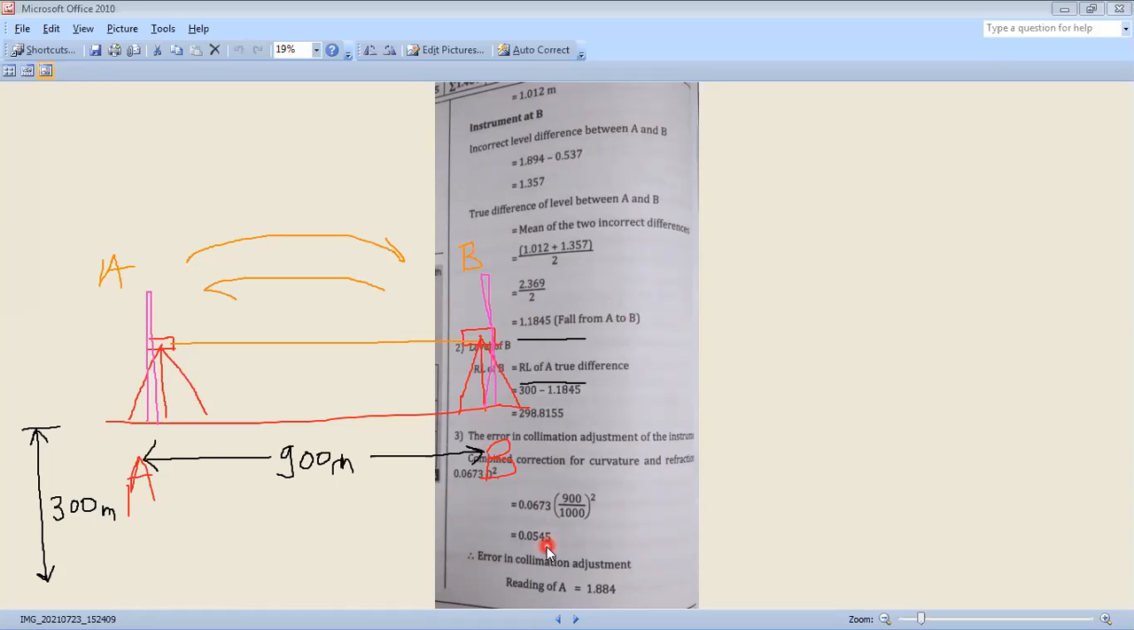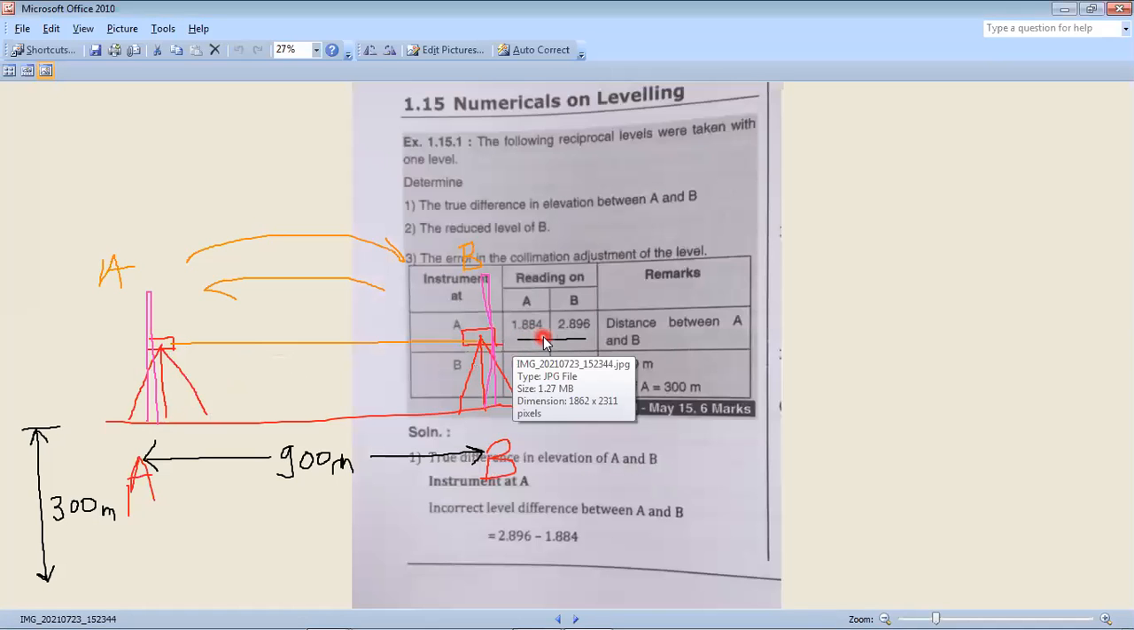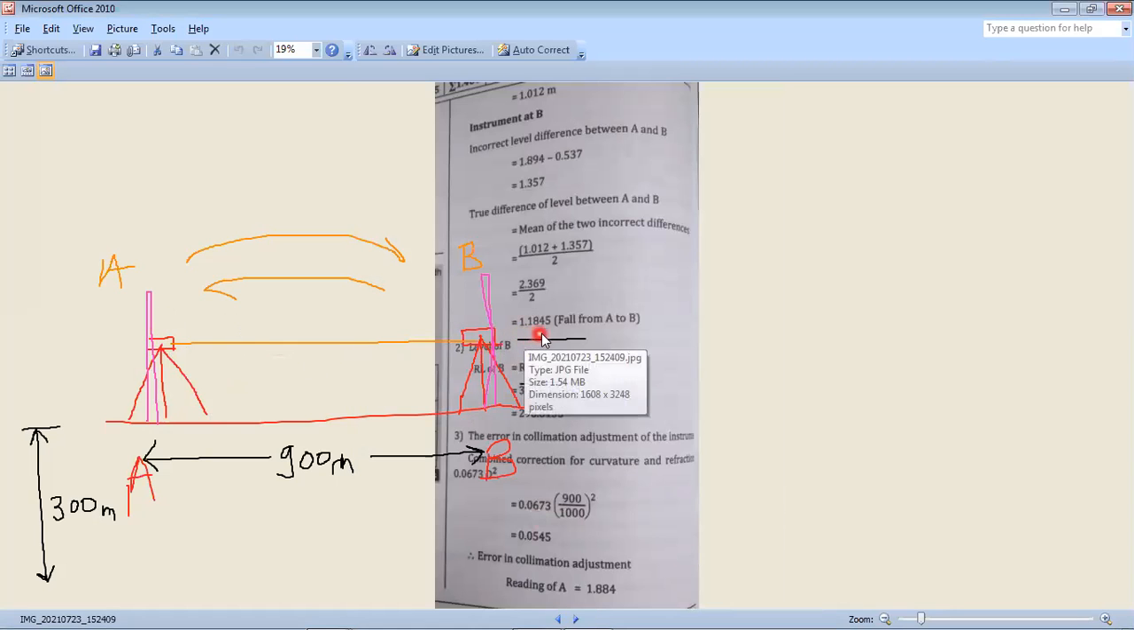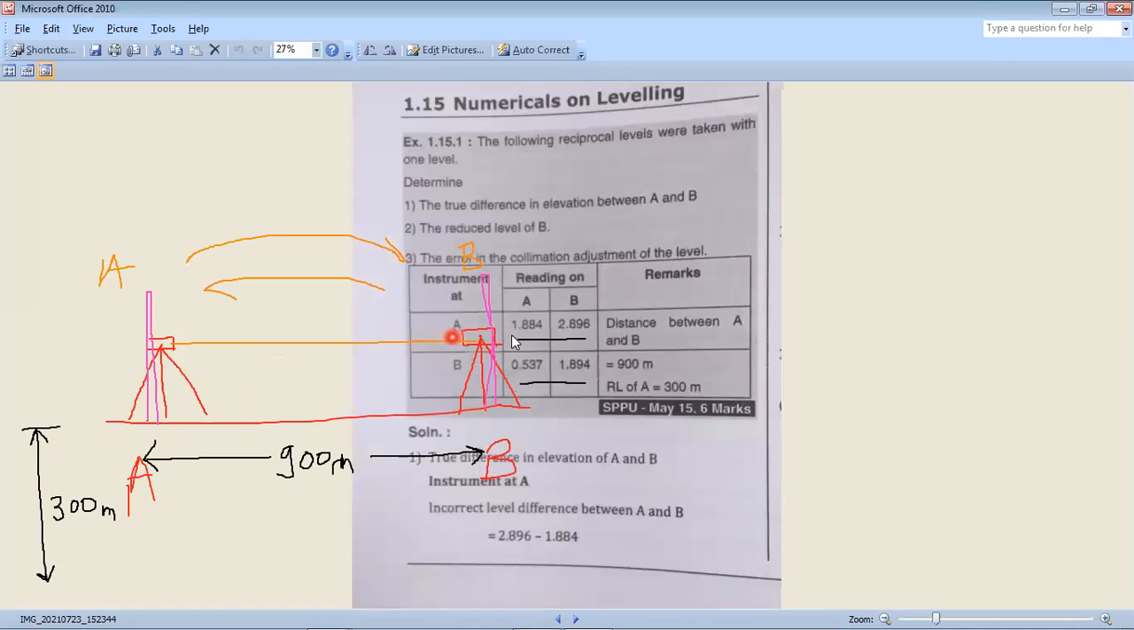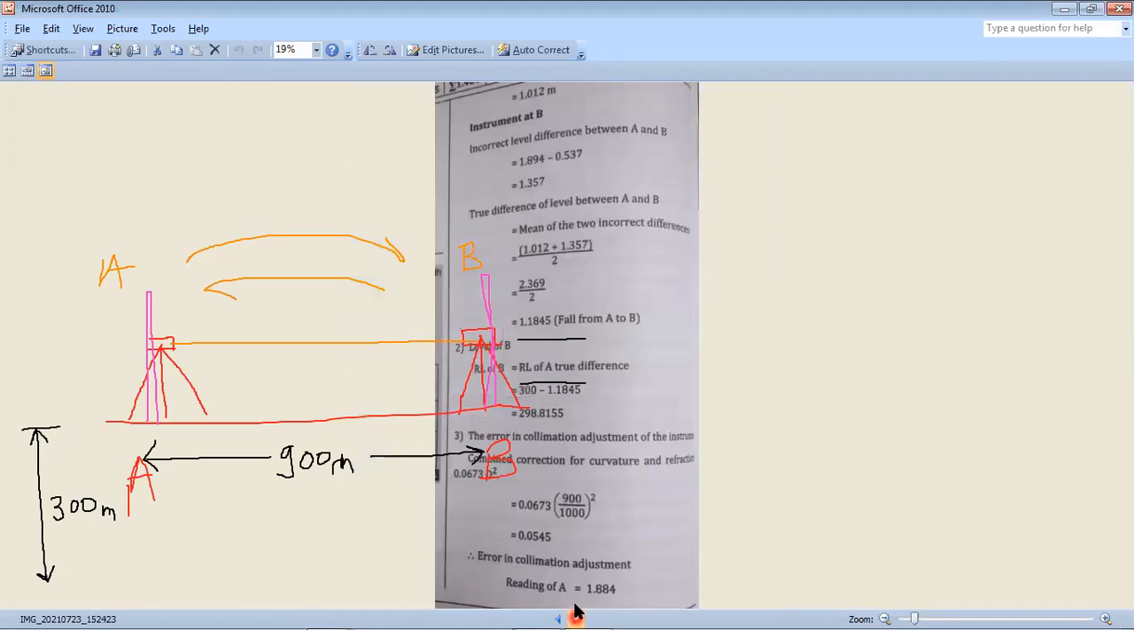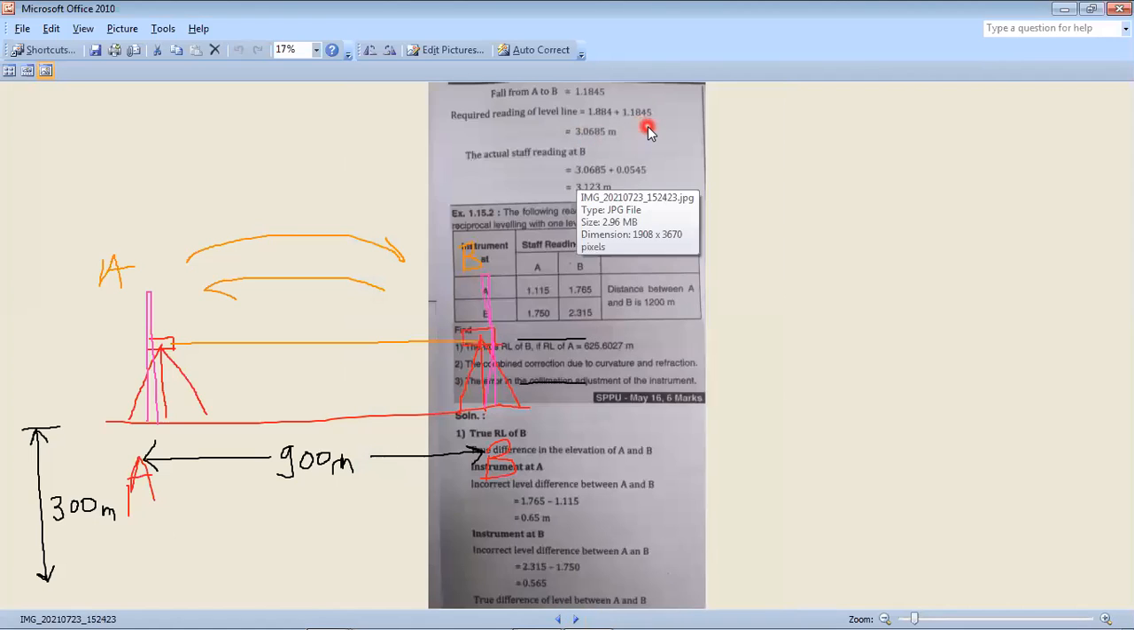Now you are going from A to B. The reading at A is given as 1.884, and the fall value is 1.1845. To get the reading at B, you will add these two values. The height is already there, which is the staff reading at A. You can see here 1.884, the staff reading at A, plus your fall, 1.1845, which is the fall.